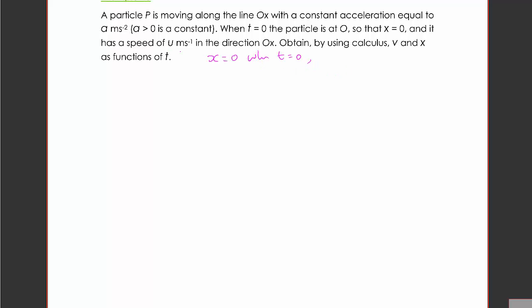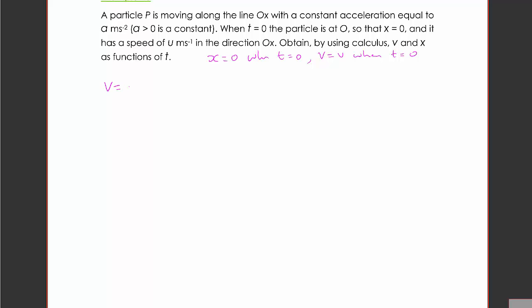And we're also being given that the velocity is u when t equals 0 in the direction OX, which means, again, going along the positive x-axis, so u is a positive constant. We want to find v and x as functions of t.